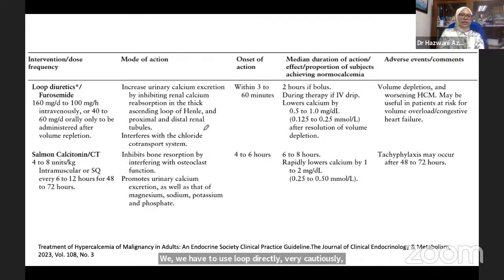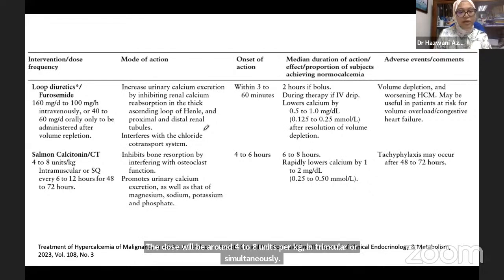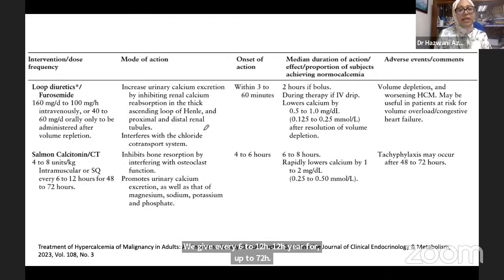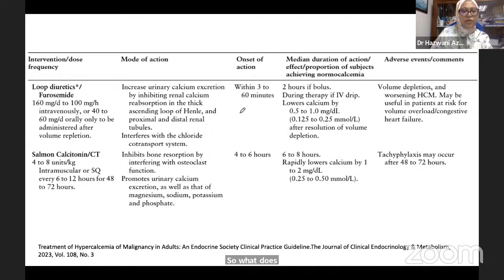So the second agent stated here is calcitonin. We love calcitonin because the onset of action is very fast. The dose is around 4 to 8 units per kg, intramuscular or subcutaneous. We give it every 6 to 12 hours, 12 hourly, for up to 72 hours. So what does calcitonin do? Again, it inhibits bone resorption by interfering with osteoclastic function, and it promotes urinary calcium excretion.